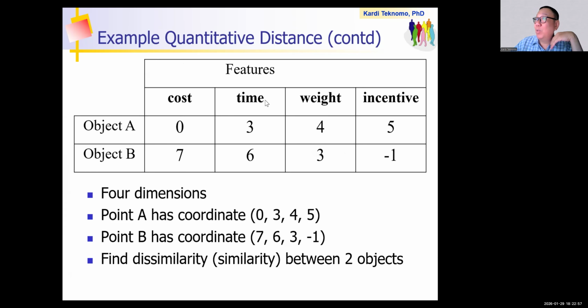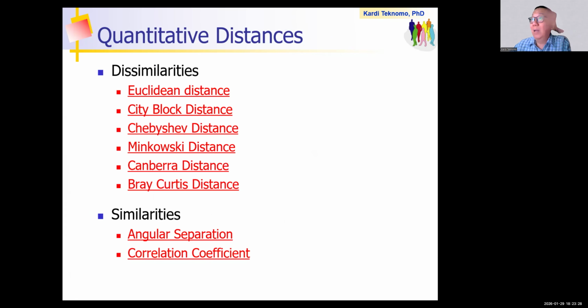So when you have four features, that means you have four variables. Then your coordinate is four numbers. Now if you want to compute the distance between two objects, you just input the coordinates into the formula. Is this clear or not? I hope this is clear enough.